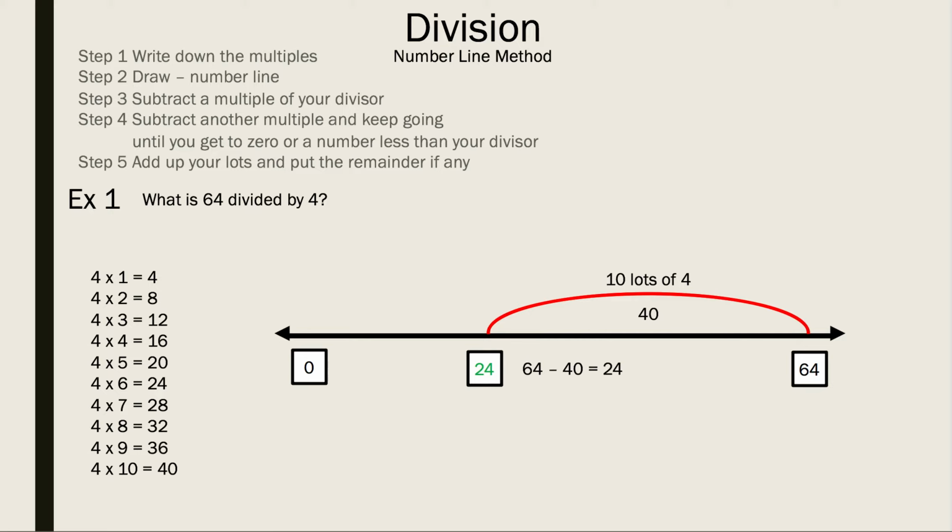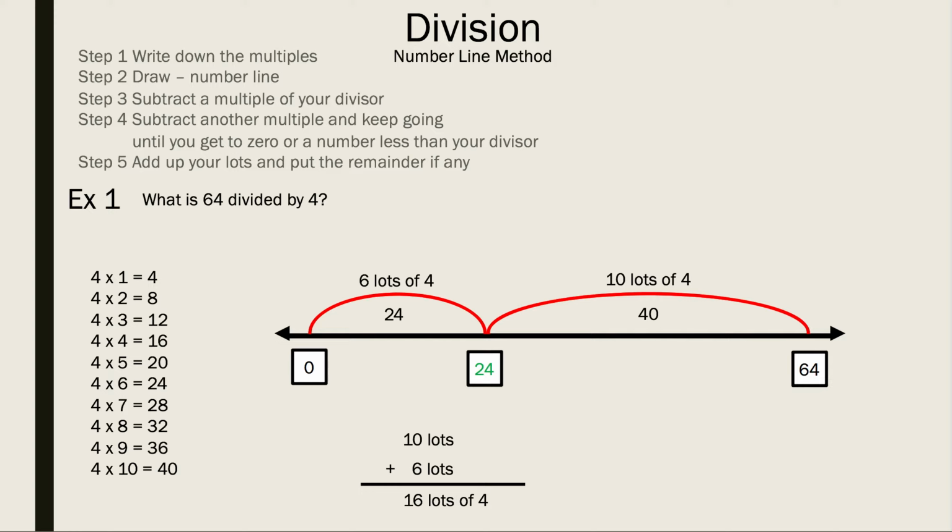Now we're going to go ahead and subtract, and we get 24, just to be sure. 64 minus 40 is 24. So now we're going to draw another hump, and this time we're going to draw it to 0 because we know, as we can see on the multiples of 4, 24 is a multiple. So we're going to do 6 lots of 4, which is 24. And then we're going to go ahead and add the lots, which is step 5. 10 plus 6 is 16 lots of 4. So let's go and verify. 16 times 4 is 64. So my answer is 16.